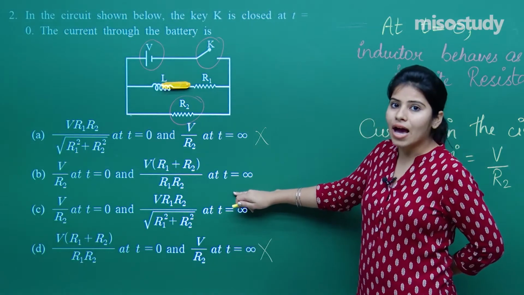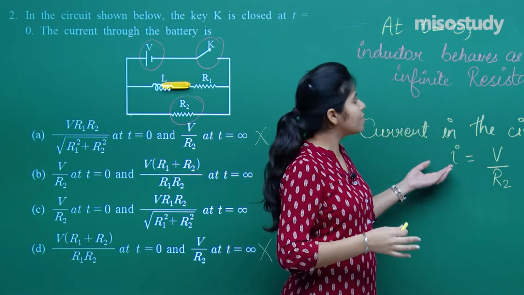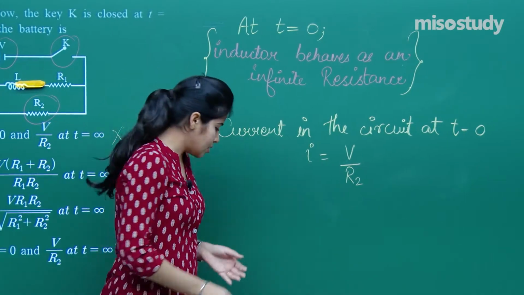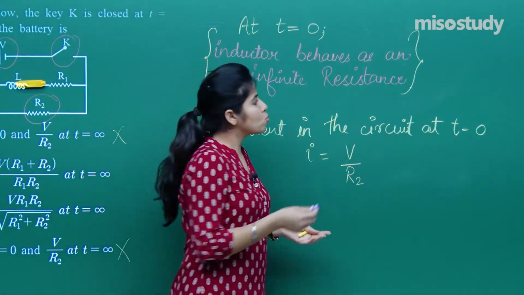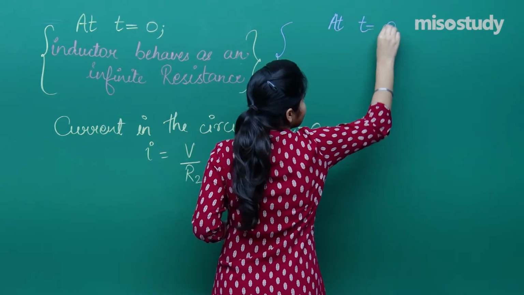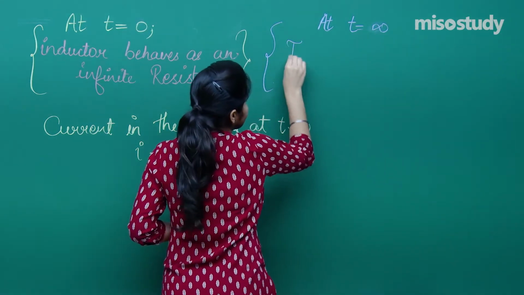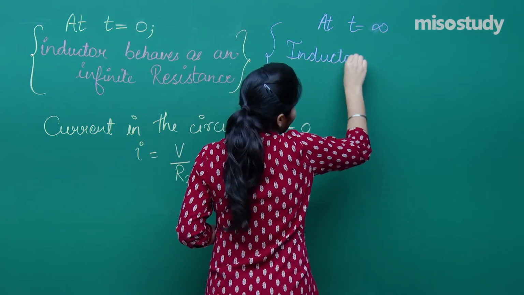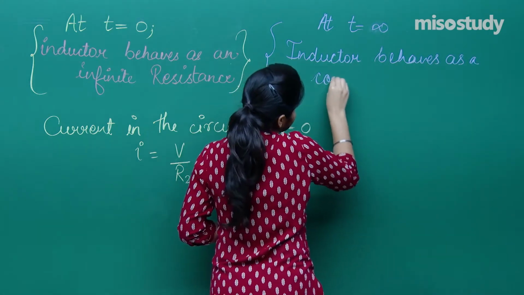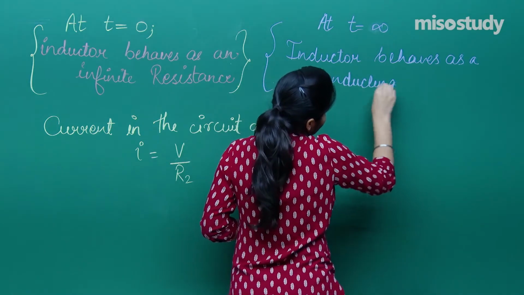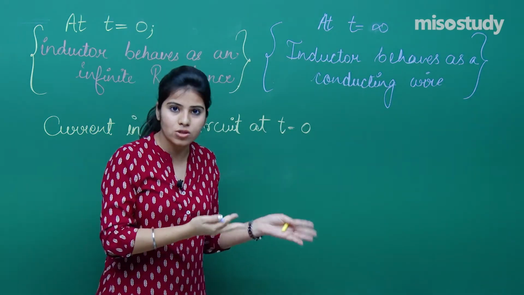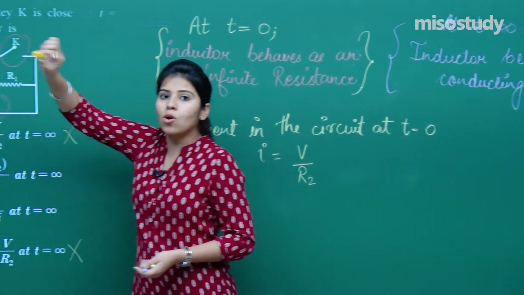Now we have to check the current at T equals to infinity. As we have seen, at T equals to 0 the inductor behaves as an infinite resistance. We will now check at T equals to infinity, how does the inductor behave? At T equals to infinity, the inductor behaves as a conducting wire. As you know, if something is behaving as a conducting wire, that means the current is going to flow through this wire. Now I am going to remove this yellow portion from here.